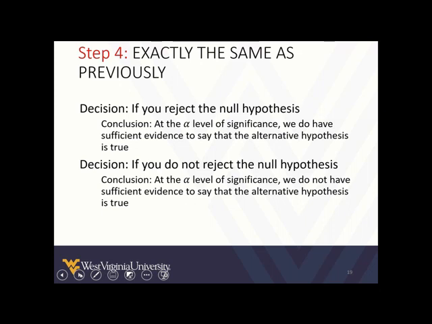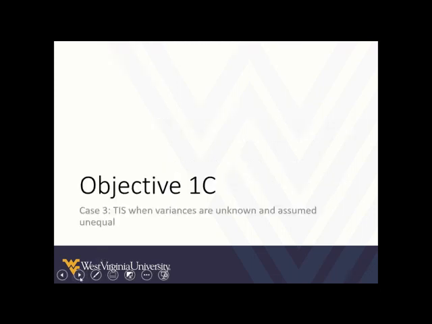Step 4 is exactly the same as previously mentioned. Remember, if we reject the null hypothesis, we do have sufficient evidence, and if we fail to reject the null hypothesis, we do not have sufficient evidence. This brings us to our third objective, not really our third objective, but our third part of objective 1, case 3, when we do not know our population variances, but we assume they are unequal.